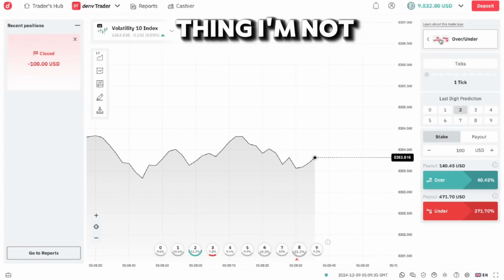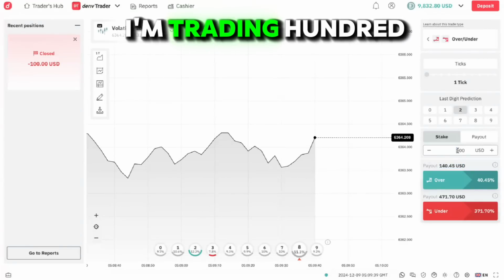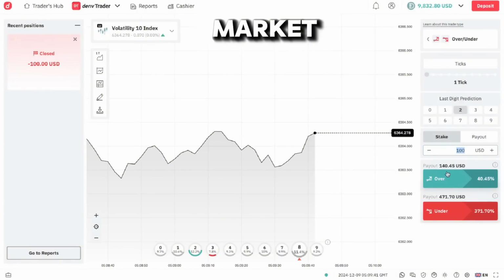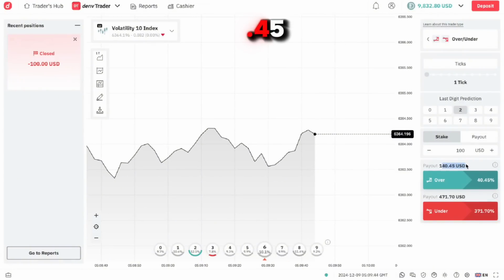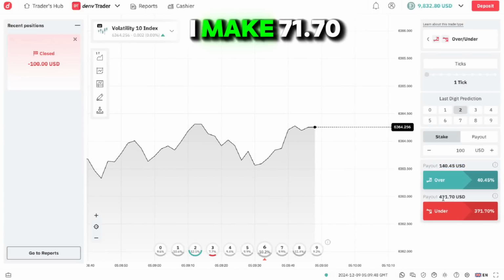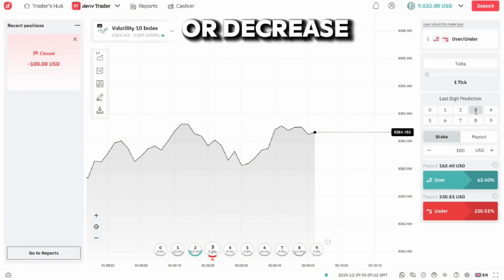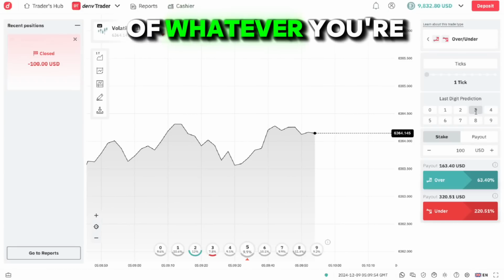So the only last thing I've not mentioned on over under is the payout. For example, I'm trading with $100. If I go for over market, I make 40.45. If I go for under market on under 2, I make 71.70. So the payouts increase or decrease based on the risk of whatever you're trading.